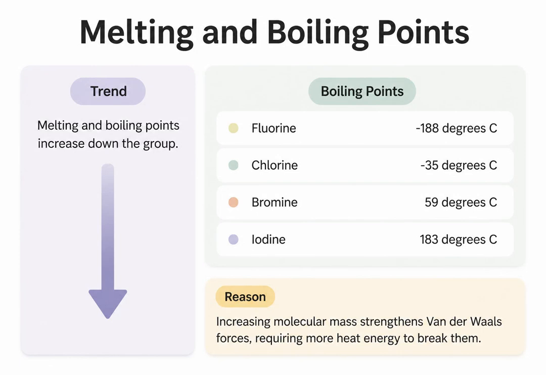Directly related to their physical states are the melting and boiling points of the halogens, which steadily increase as you move down the group. Because the van der Waals forces become stronger with increasing molecular mass, you need to supply significantly more heat energy to overcome these forces and change the substance's state.